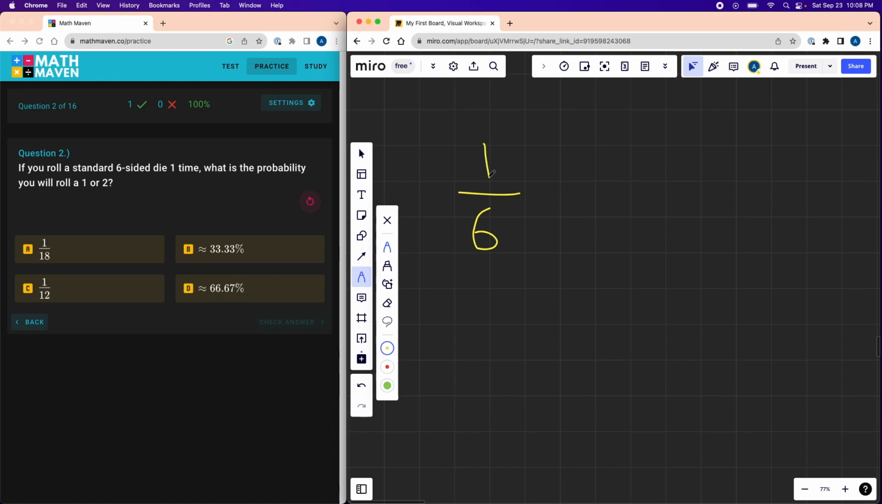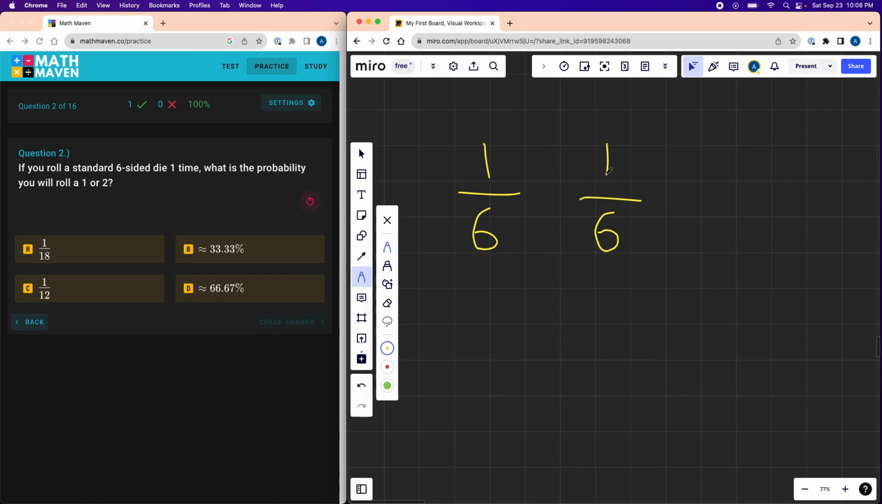So that is going to be a 1 out of 6 chance. All right, our second event is the probability of rolling a 2 on a 6-sided die. And again, it's 6 sides. So there's only 6 possible numbers, and on that die of 6 possible numbers, only one of those numbers is a 2.